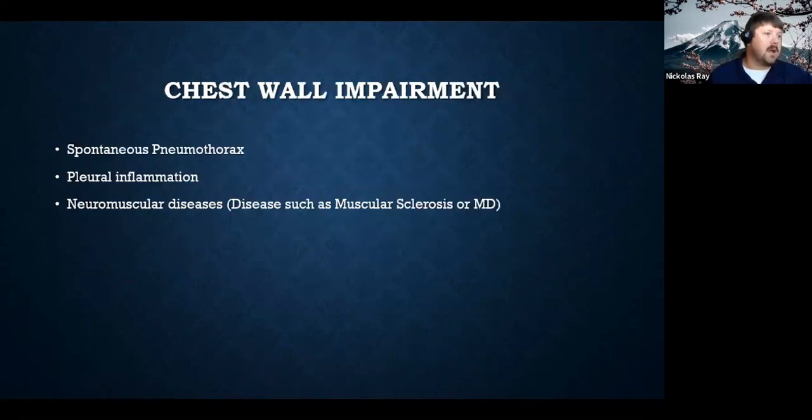Now, remember I said that in order to have a good ventilation, you've got to have an intact chest wall. So if you've got a chest wall impairment there, that's going to affect the atmospheric pressure. That's going to affect the ability for you to get that air in.